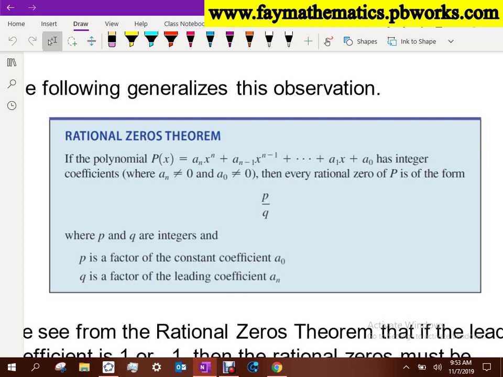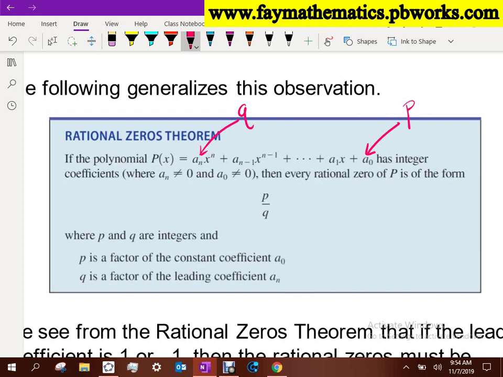It says your leading coefficient has to be non-zero. That makes sense, I think. And your constant term has to be non-zero. You have to have a constant term. It says P and Q. P is a factor of your constant term. So your P over here are the factors of that term right there. Q are the factors of that term.